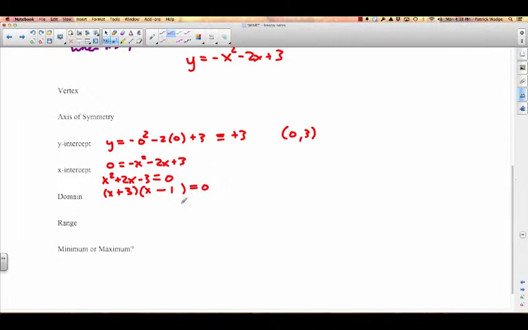Alright, where am I going to write this? I guess I'll keep going down here. If x plus 3 times x minus 1 equals 0, then either x plus 3 equals 0, or x minus 1 equals 0. I don't know why I'm putting in brackets.